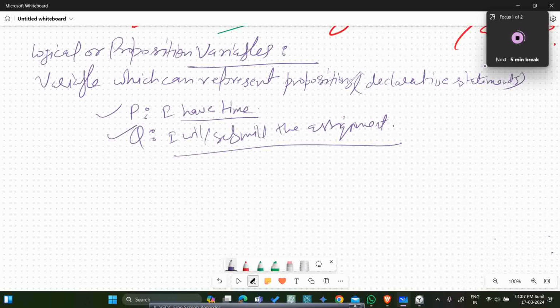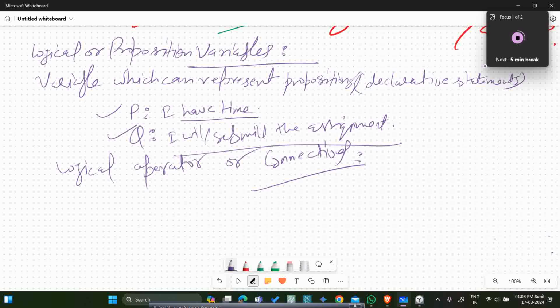Right. So next is logical operators or connectives. So what are these logical operators or connectives? Symbols used to combine or modify logical statements to form more complex statements.